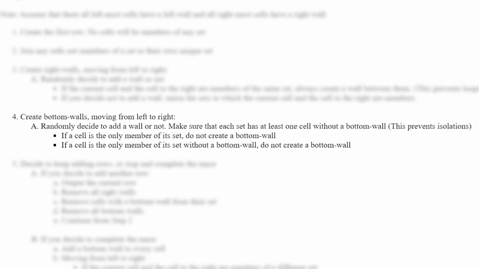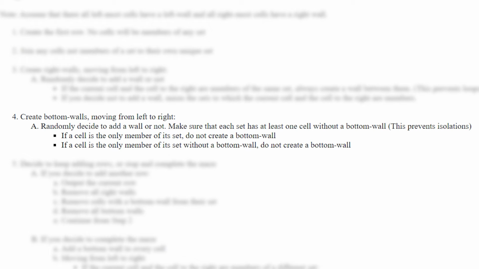Step 4. Create bottom walls, moving left to right. Randomly decide to add a wall or not. Make sure that each set has at least one cell without a bottom wall. If a cell is the only member of its set, do not create a bottom wall. If a cell is the only member of its set without a bottom wall, do not create a bottom wall.